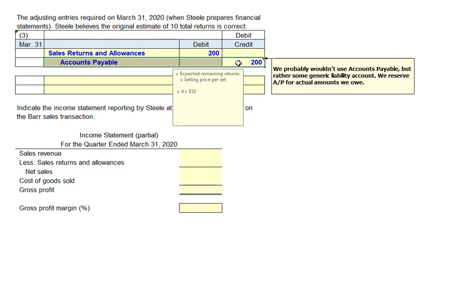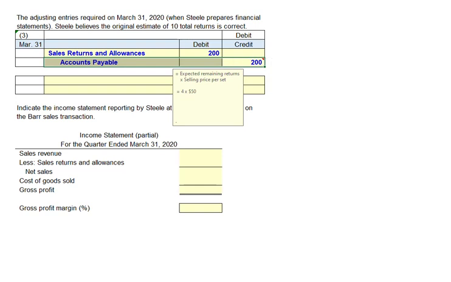We're going to want to reserve credits to accounts payable for transactions related to actual amounts we owe customers or we owe vendors. And we don't yet owe Bar the $200 because they have not yet returned the tool sets. We're just expecting the return. So we've recorded the sales return and the liability.